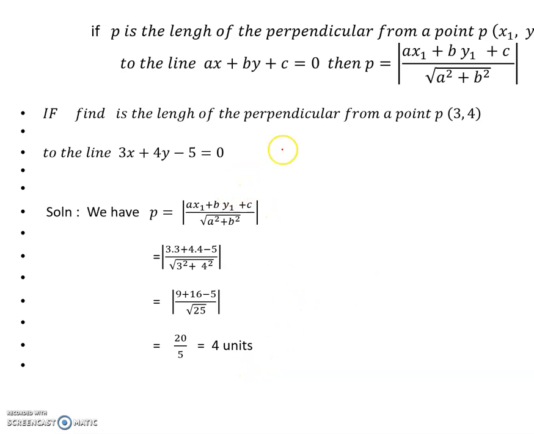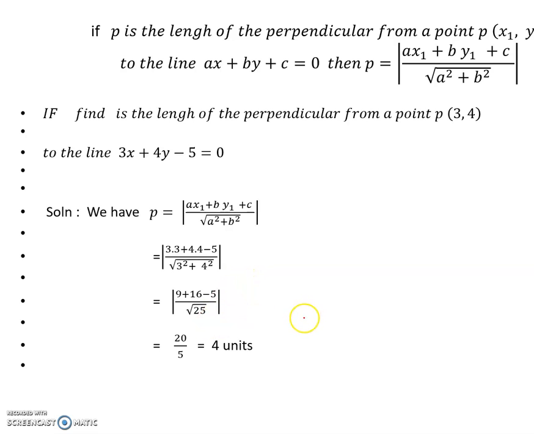So this is the perpendicular distance from any point P(x1, y1). Be careful, here x1 and y1 are the coordinates of the given point, and in 3x plus 4y minus 5, a is 3, b is 4 and c is equal to -5. That's why we use the length of perpendicular, or perpendicular distance from any point, defined by modulus of ax1 plus by1 plus c upon under root a square plus b square.